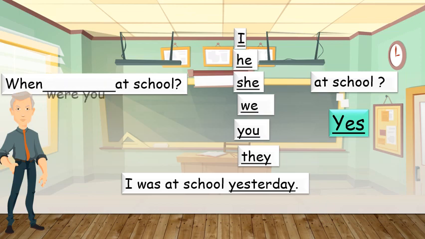When were you at school? When were they at school? When were we at school? When was I at school? When was she at school? When was he at school? Yesterday.